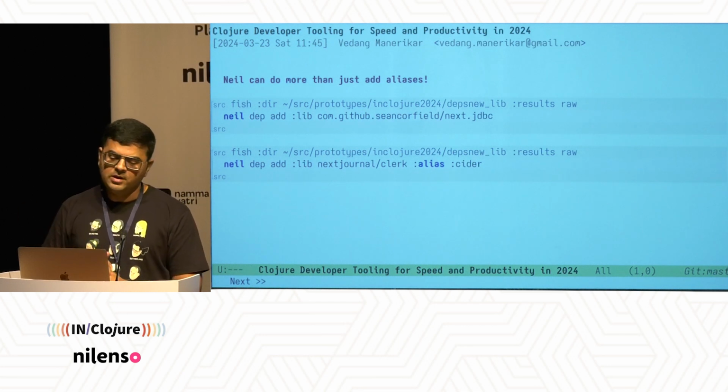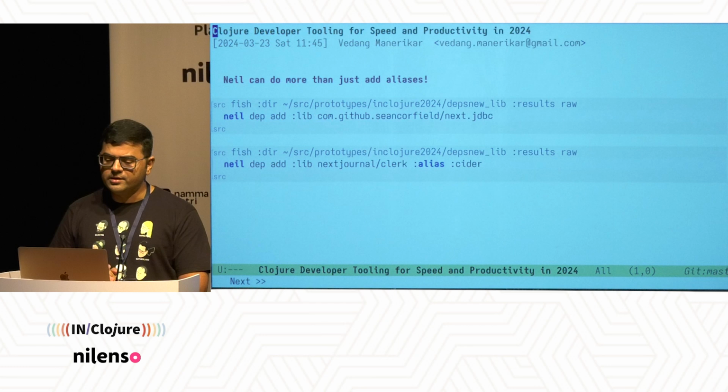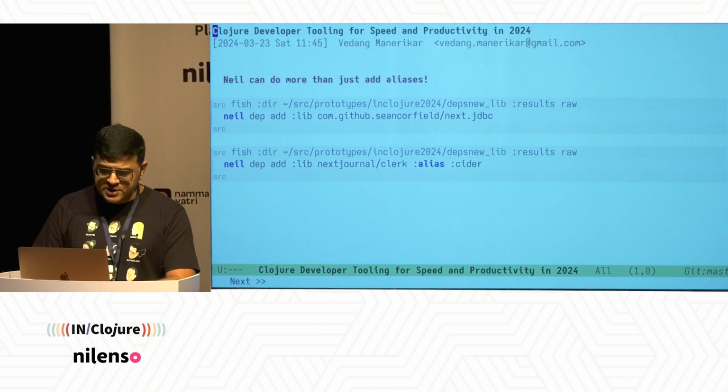And now it's there. If I didn't want it in the main deps.edn map, I can add it under an alias like cider, and then it'll do that as well. So this is really useful.